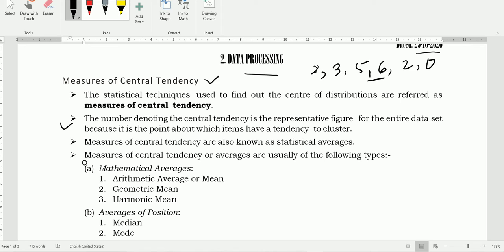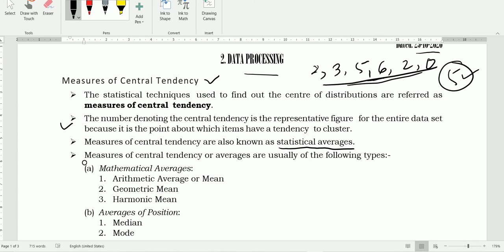The number denoting the central tendency is the representative figure for the entire data set. For example, in this case, for the entire data set, let us say the representative figure is 5, and so this 5 is the representative figure for the entire data set, and this figure always has a tendency to cluster, to locate in the middle of the series. So the measures of central tendency are also known as statistical averages.